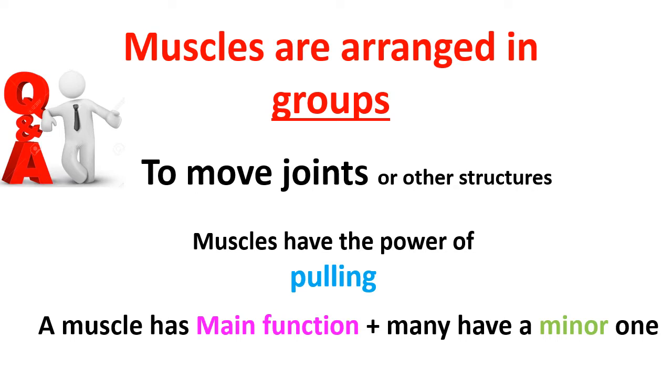What are the types of actions of muscles? Usually muscles have a main action. Do they have something else? The answer is yes. They may have a minor action.